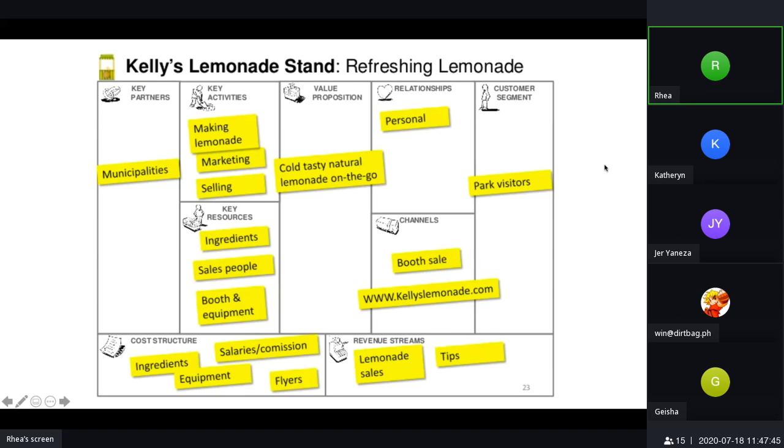Now, how will I get money into my business via my revenue streams? I have the sales, and I will have a tip jar box to tip me. That would be a good way to earn more money.